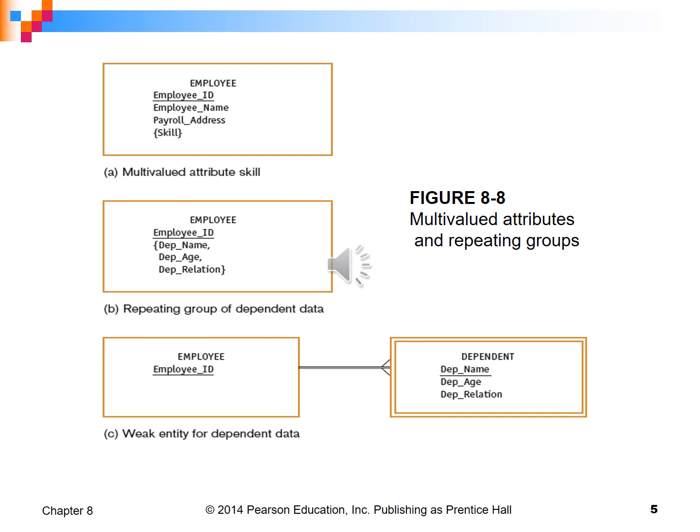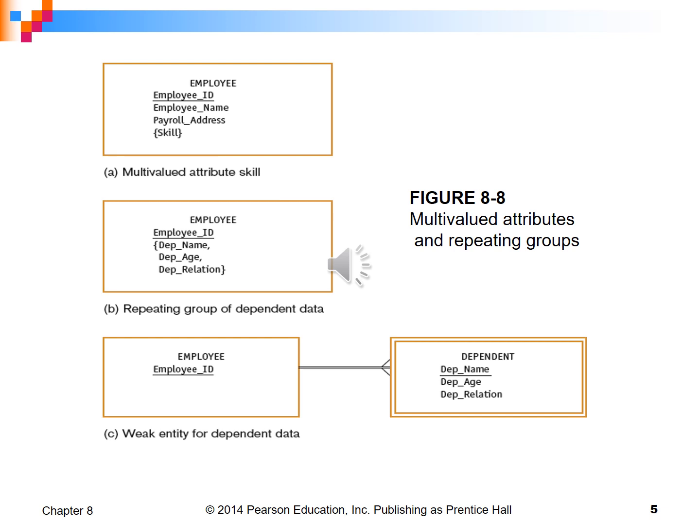As we explained about the multi-valued attribute, if you look at the employee, there's employee ID, employee name, payroll address. Employee ID is the primary key here, and the skill. Probably the employee has many skills, so it has many values here. But repeating a group of dependents, like the dependent.